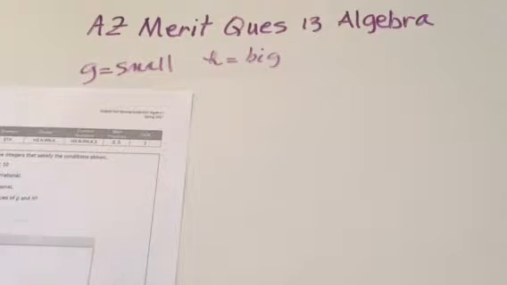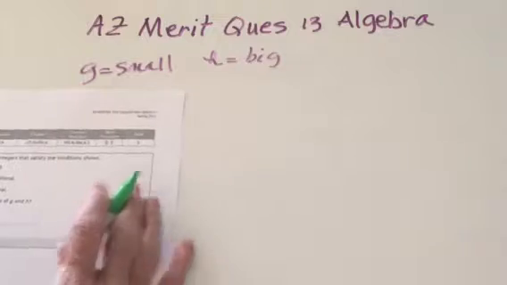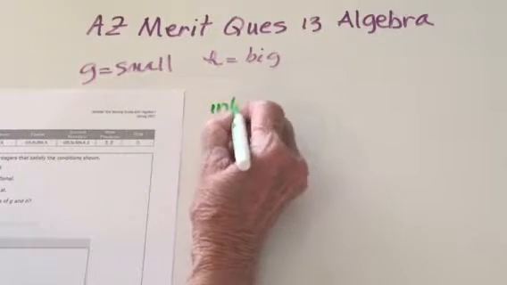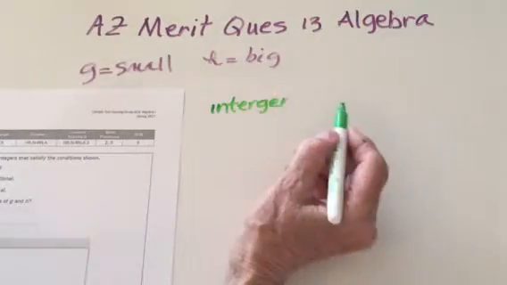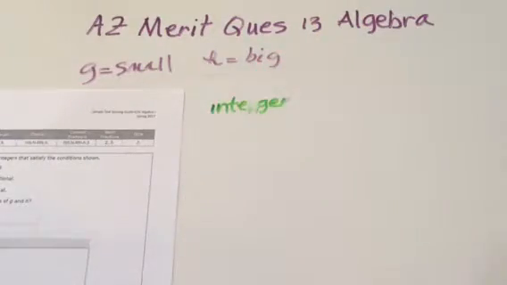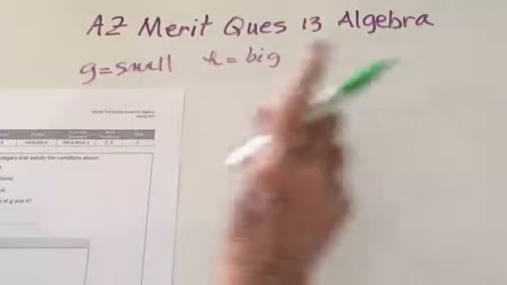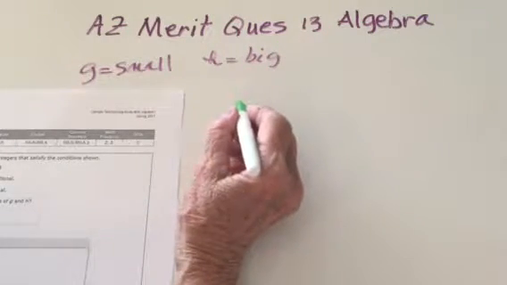Let's just review a couple things. First of all, it's talking about an integer. Remember, an integer is just a positive or negative whole number.